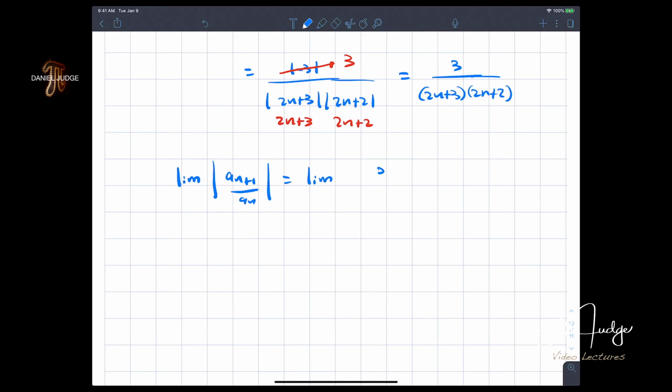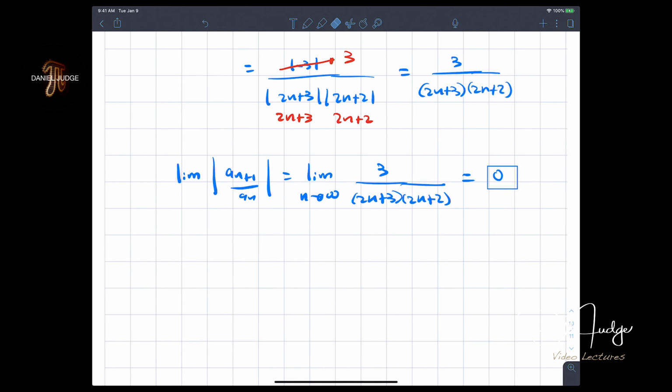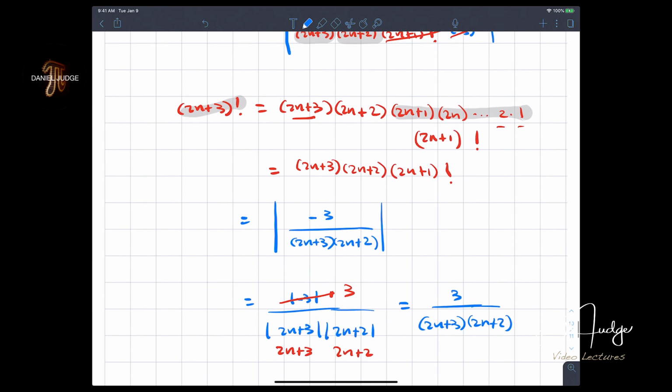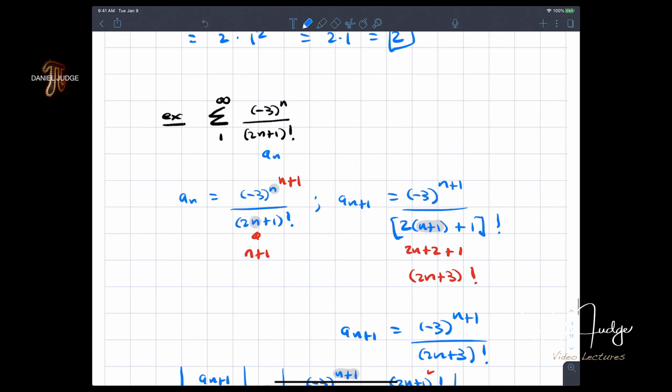You're taking the limit of 3 over (2n plus 3)(2n plus 2) as n gets big, and you know this goes to 0. This limit is 0. The more important thing is that in relation to 1, this is smaller than 1. So this limit being 0 implies by the ratio test that the original series we're talking about will converge.